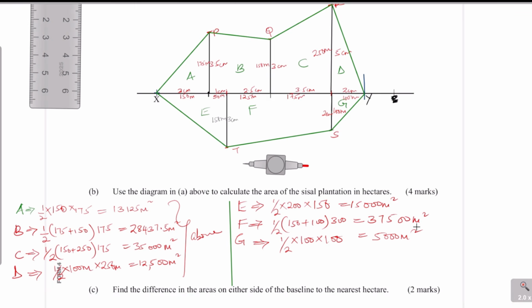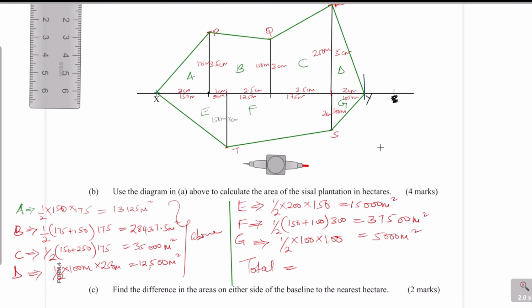So that is all now. After we've done that, we can now get the sum. We add everything now, the total area, by adding everything here. So all the offset areas, 13,125, you add everything. You add all these areas, the total area of A plus B plus C plus D plus E plus F plus G. So we're going to add that.